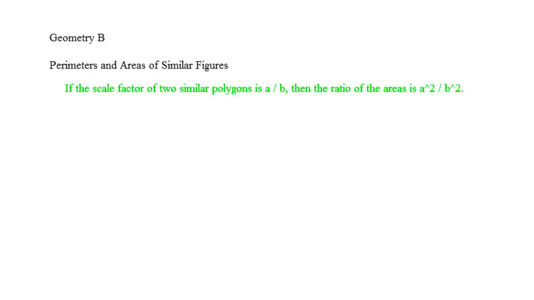Alright, so right now we'll be talking about perimeters and areas of similar figures. If the scale factor of two similar polygons is a to b, then the ratio of the areas is a squared to b squared. So let's just draw up some pretty simple ones.